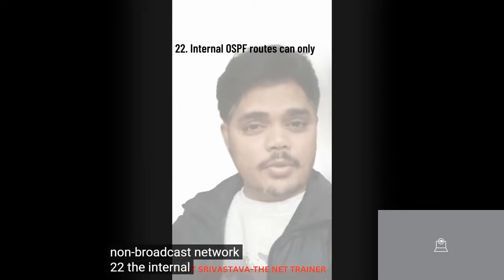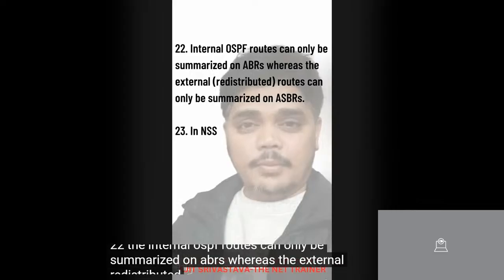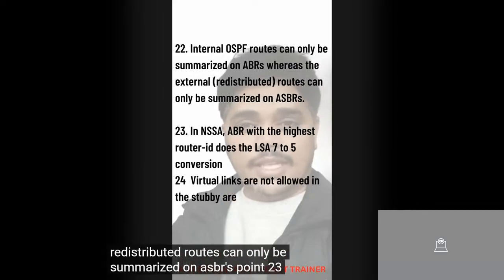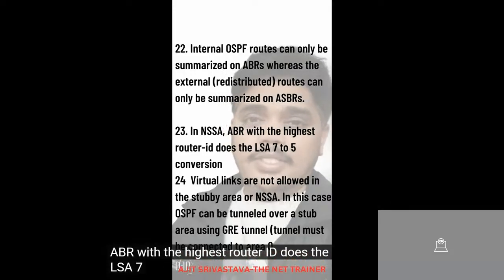22. The internal OSPF routes can only be summarized on ABRs, whereas the external, redistributed routes can only be summarized on ASBRs. 23. In NSSA, the ABR with the highest router ID does the LSA 7 to 5 conversion.